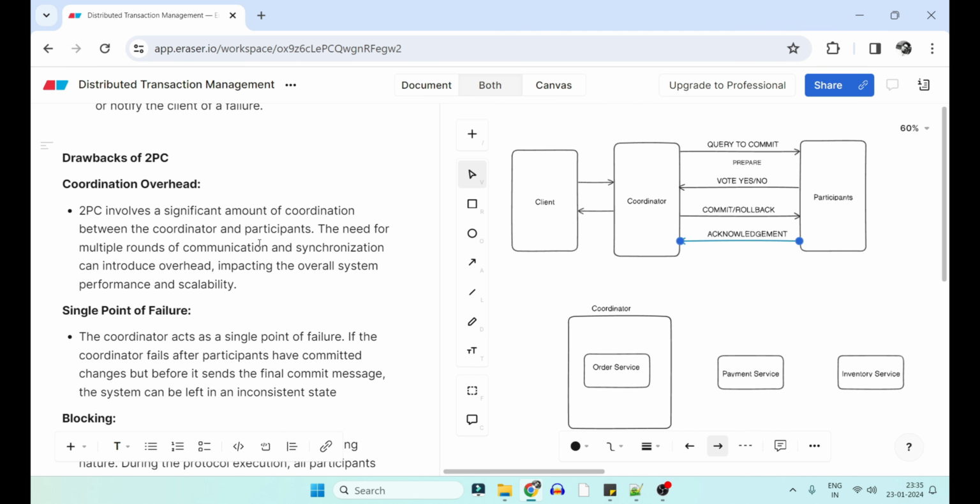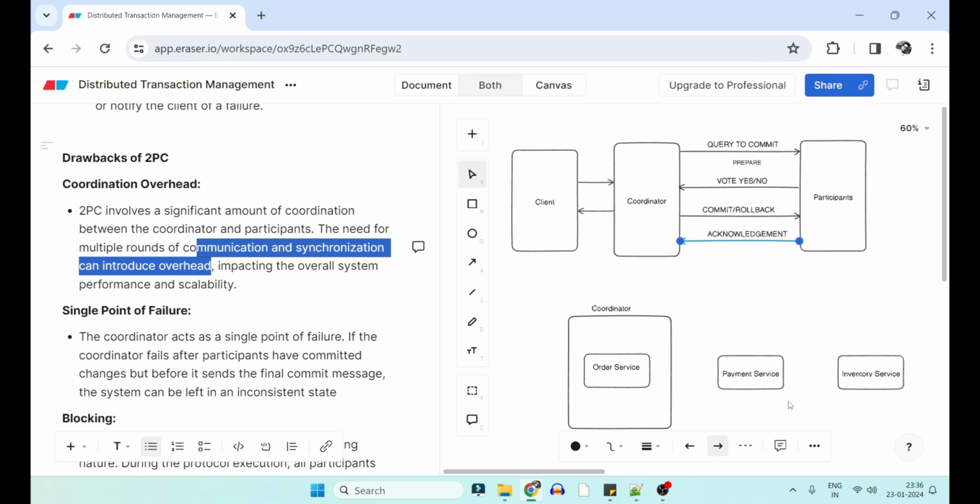Now you can see some very clear drawbacks of this 2PC. The first is coordination overhead. Multiple rounds of communication and synchronization can introduce overhead, and hence overall performance and scalability is reduced in this particular case. So everybody is blocked. What happens is, when order service says, are you ready, inventory service tries to reduce and see whether it is capable enough to reduce the quantity or not. By that time, payment service, even though it has all the payment details with it, will not be able to take the payment from the client because it does not know whether inventory service has proper inventory or not.